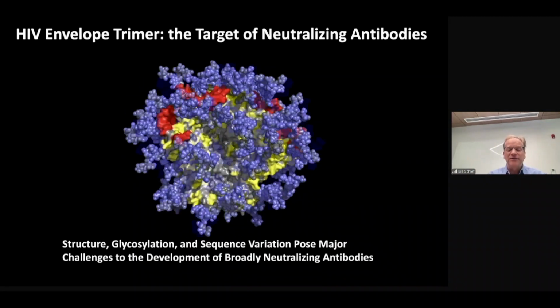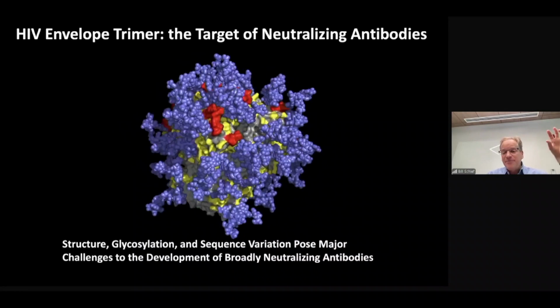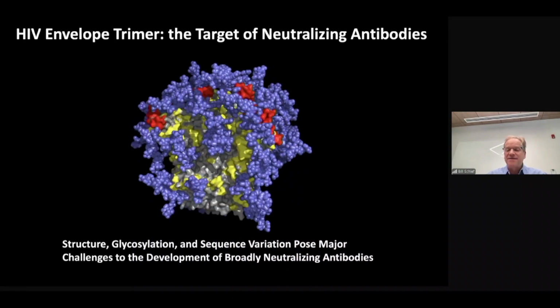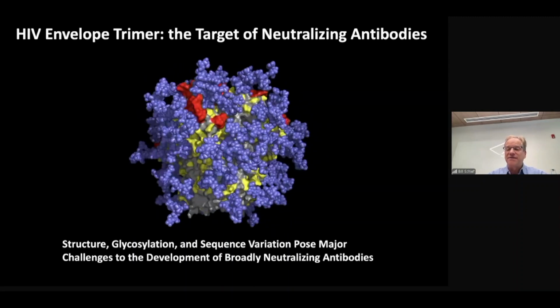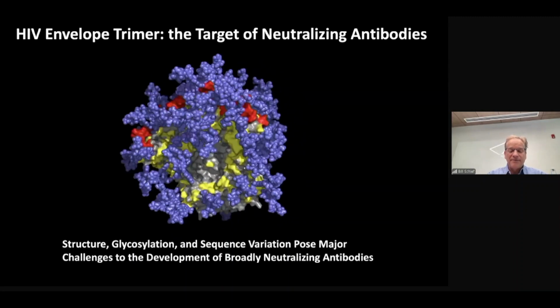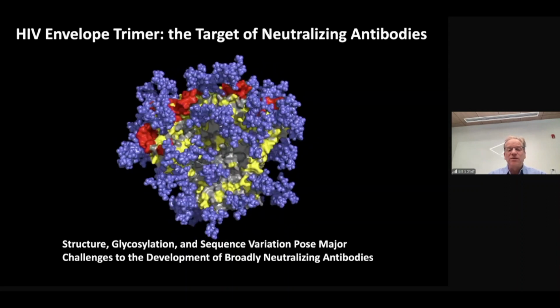So it's really, really challenging to find places for antibodies to land on this thing and induce antibodies that will neutralize diverse strains. There's millions of strains worldwide. So it's a very hard vaccine problem, but it's one we do need to solve.